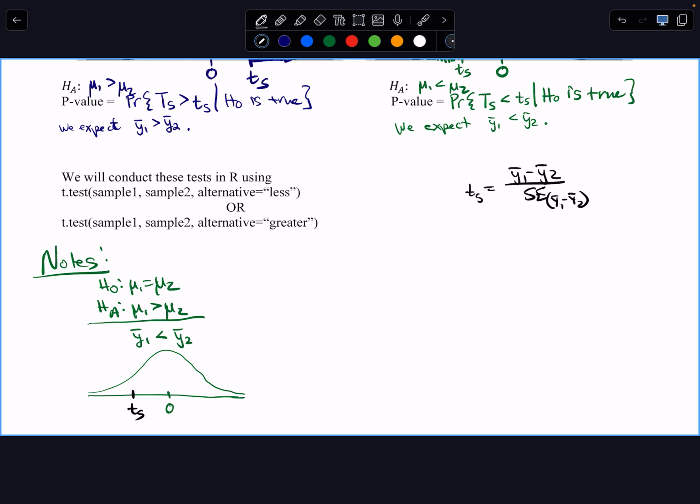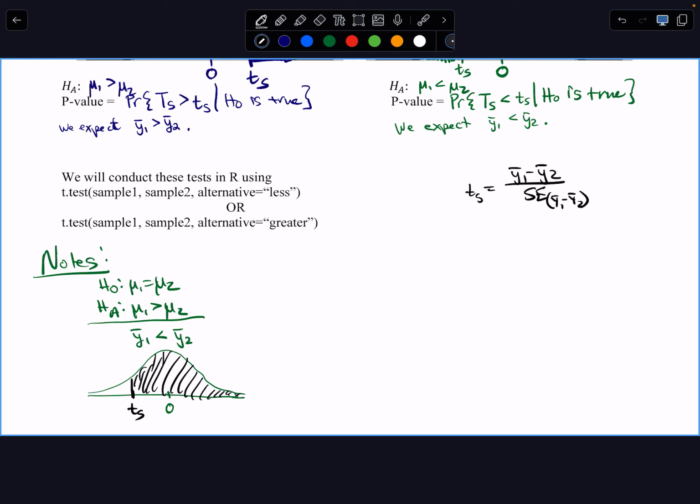Your alternative is always going to tell you which direction to shade. And so since my alternative says greater, I want to look for this value and values that are greater than it. So I'm actually going to shade in this direction here. This is kind of conceptually difficult, but that's what happens here.